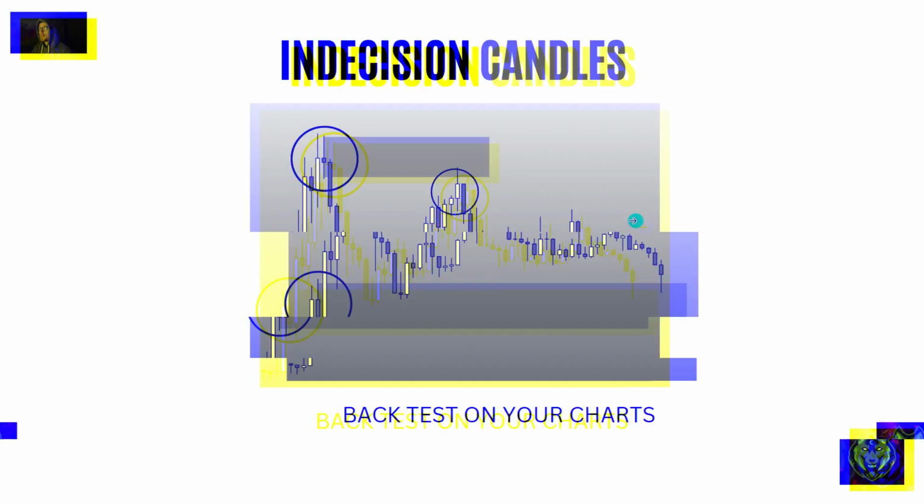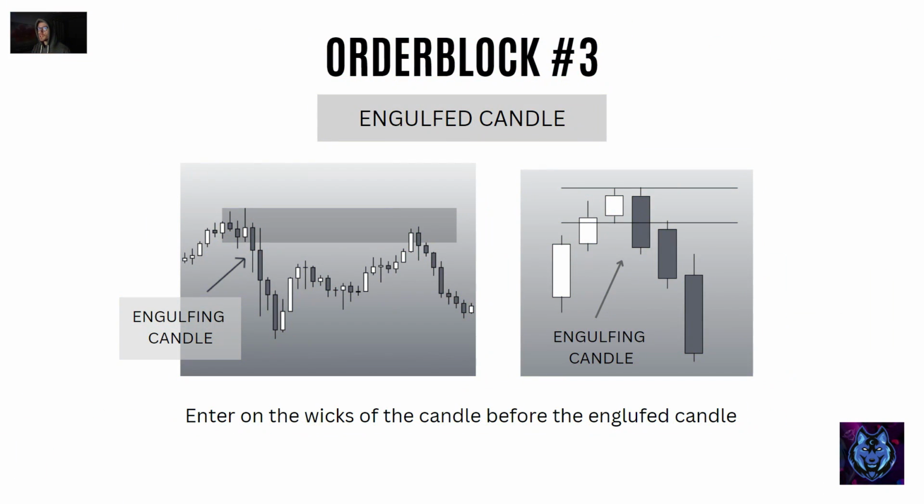Order block number 3, the engulfed candle. As you can see, we've got an indecision candle here. We mark out this zone. Price taps into this zone, and then we're looking for these engulfed candles. As you can see over here, we've got this indecision candle, and then the next candle engulfs it. So the engulfing candle is showing us that there's momentum, that there's a big buyer in the market.